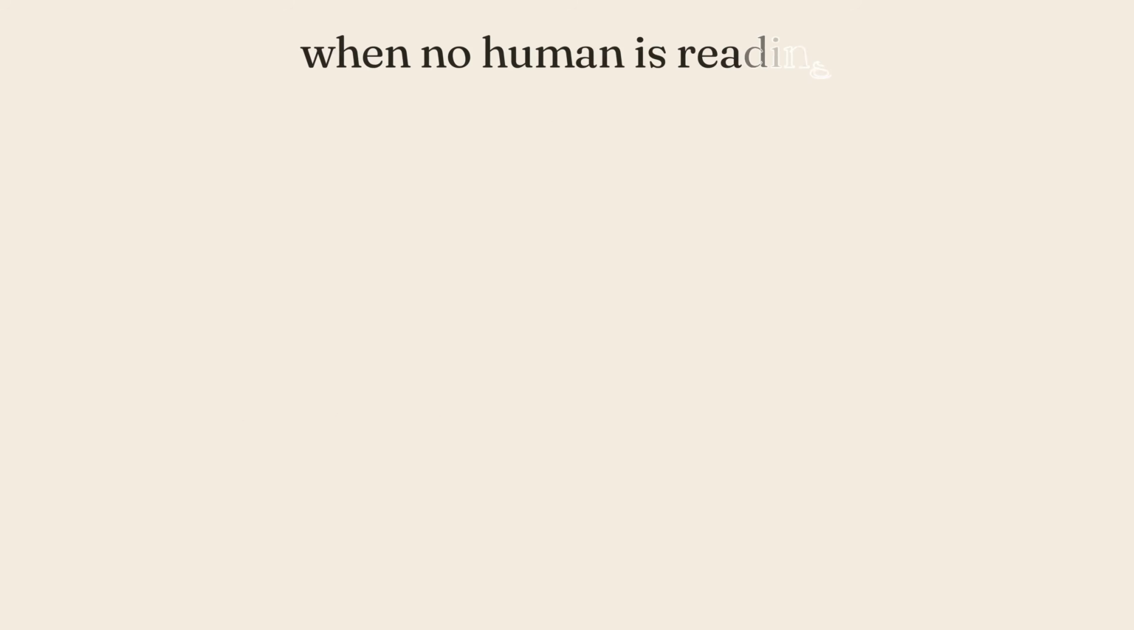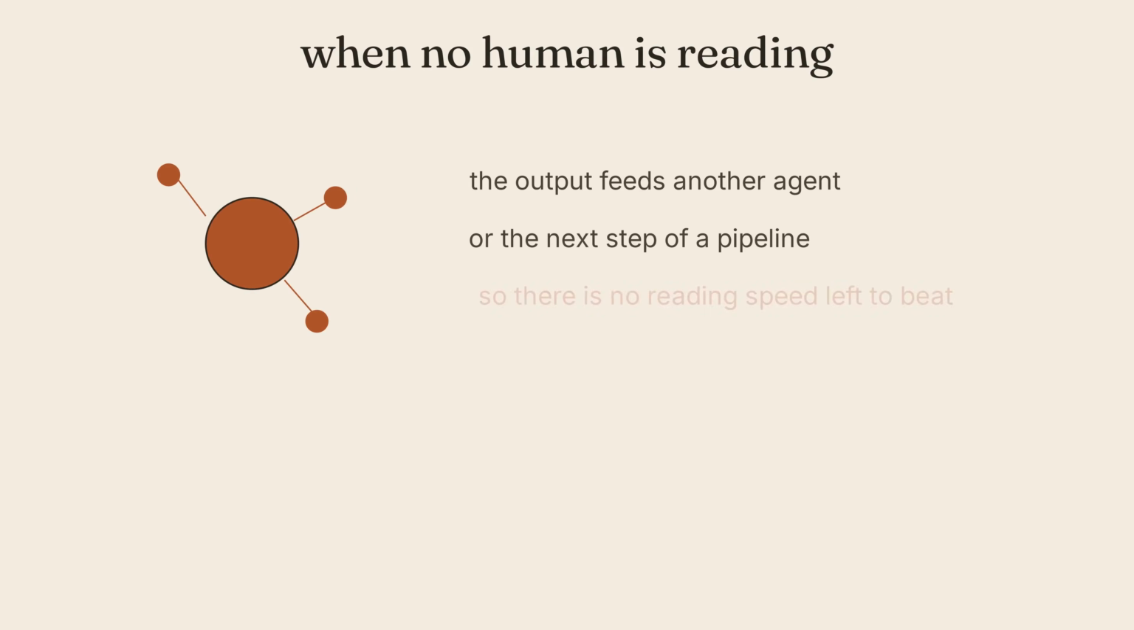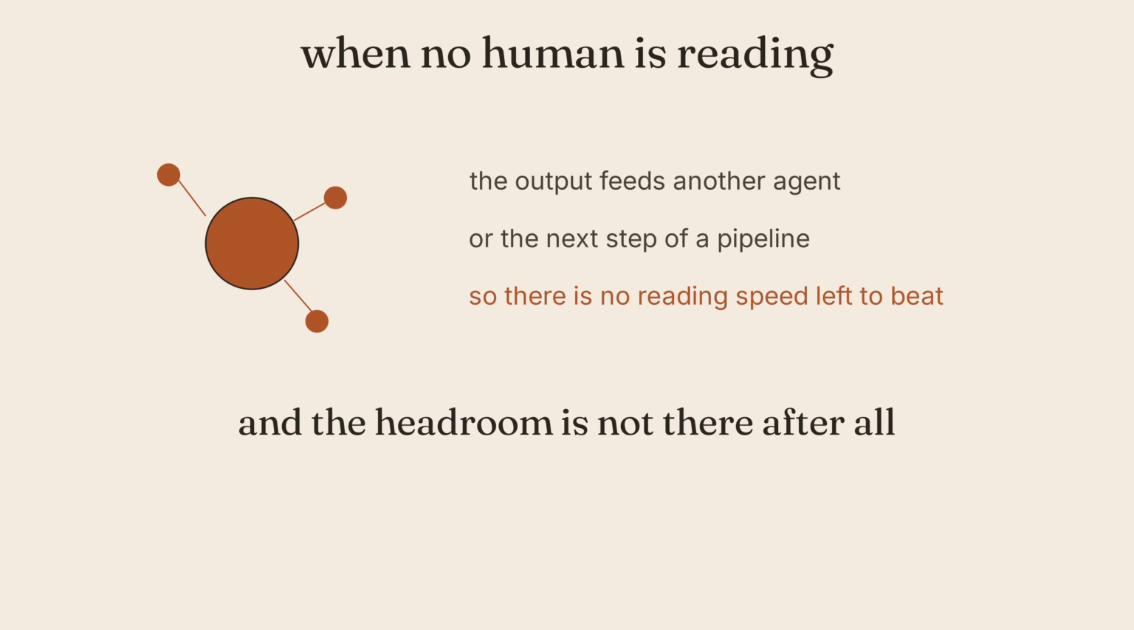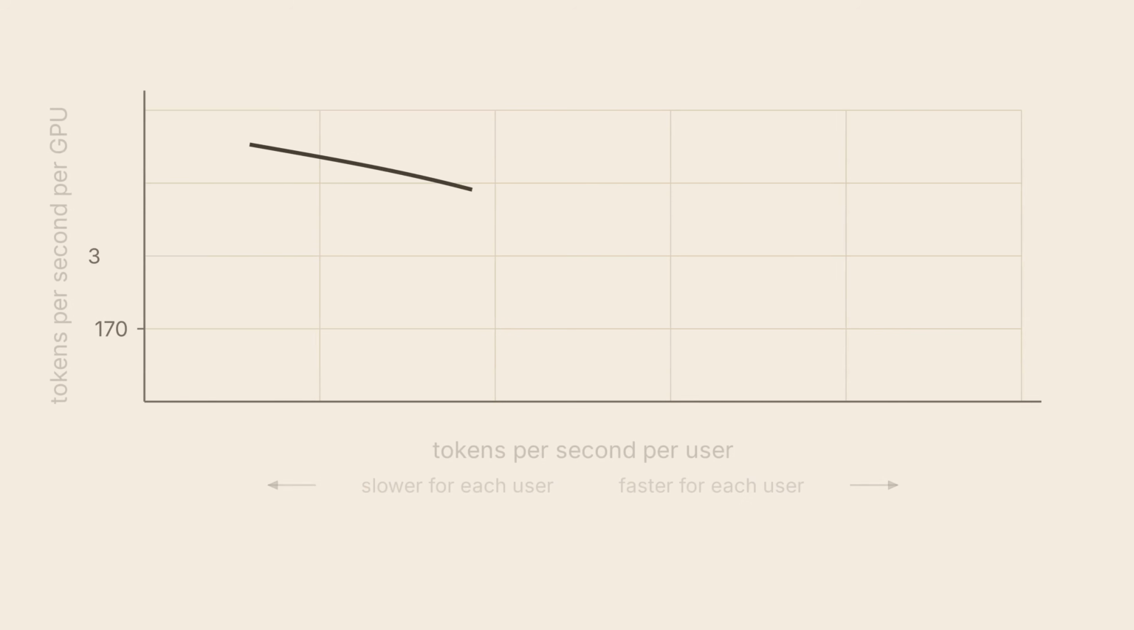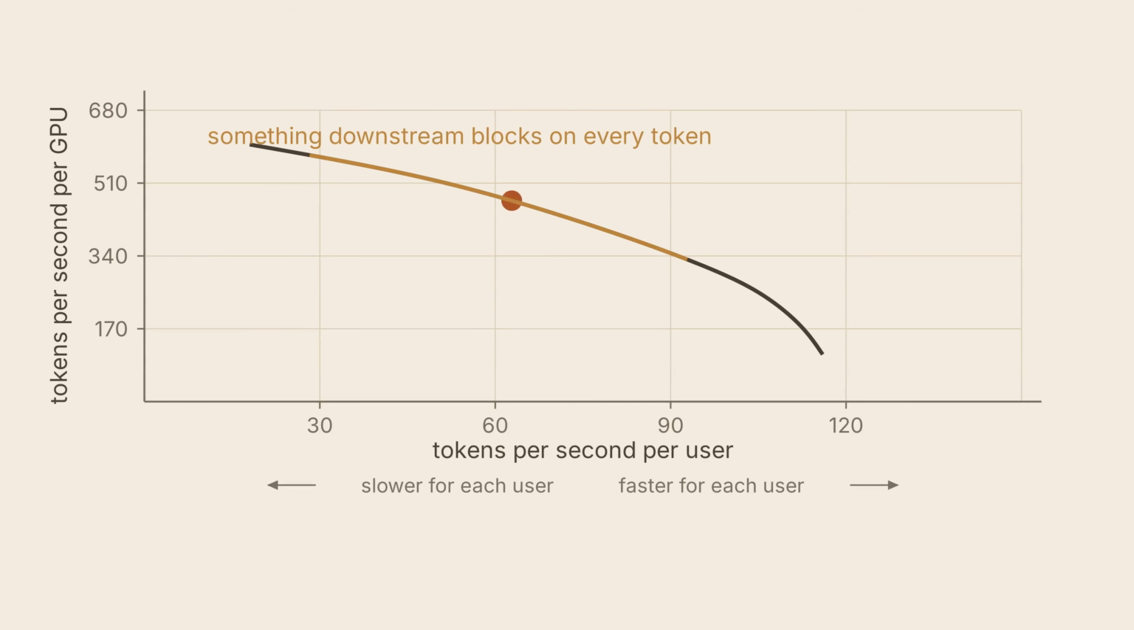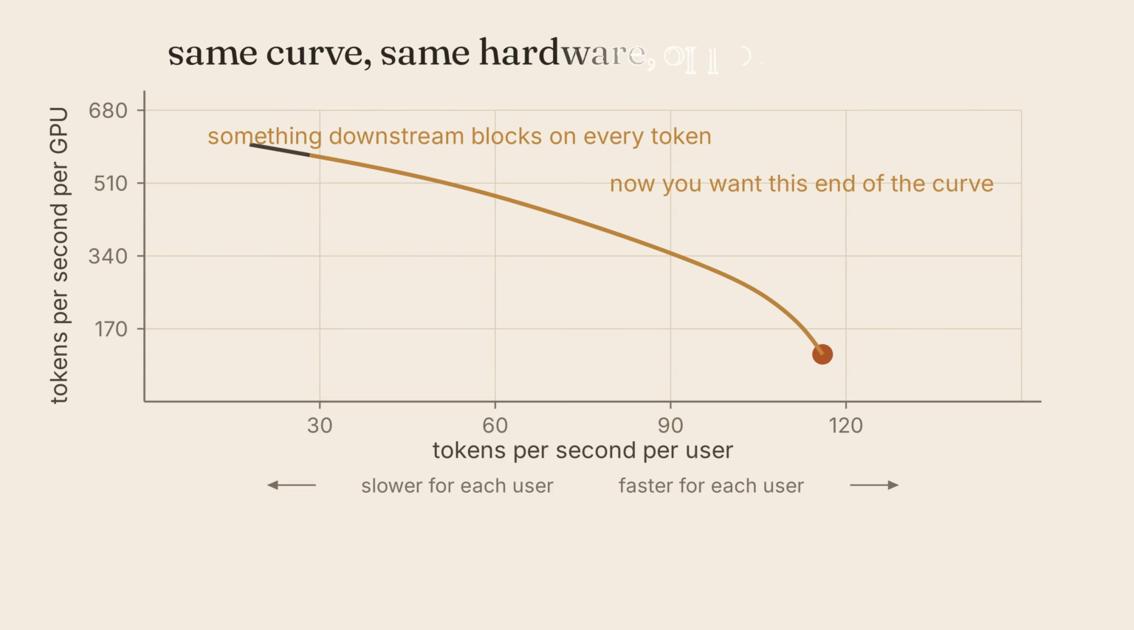If no human is reading it, if that output feeds another agent or the next step of a pipeline, then there's no reading speed left to beat, and that headroom isn't there after all. Something downstream is blocked on every token, so now you want the interactive end of that curve instead. And that's the same curve and the same hardware and the opposite decision, and all of it will depend on who is on the other end.